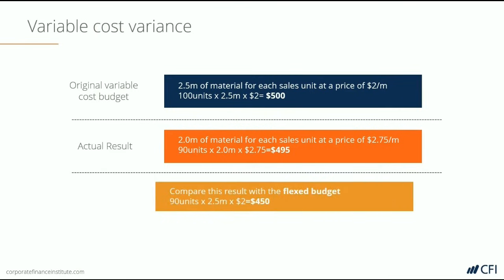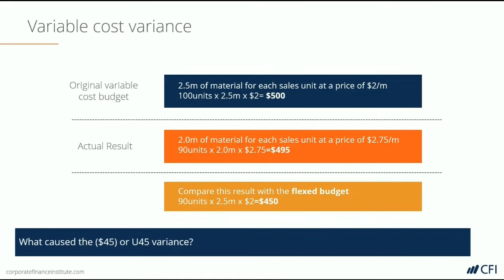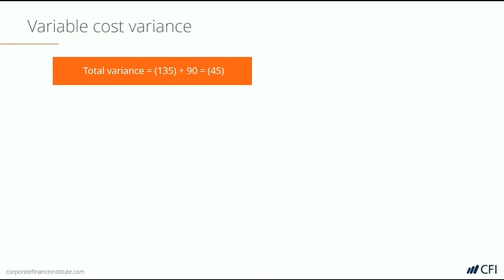Let's compare that to the revised budget, or the flexed budget, where we had 90 units at 2.5 meters at $2 a meter is $4.50. So we've got this variance to further investigate. What caused that $45 difference? So you can see that we've got two offsetting forces here. We've got something that caused us to be worse than budget and something that caused us to be better than budget. The net effect was $45.